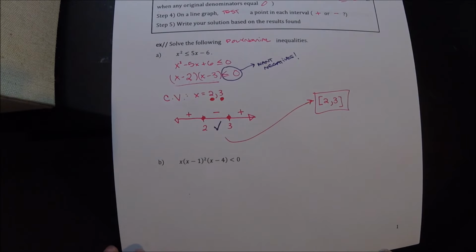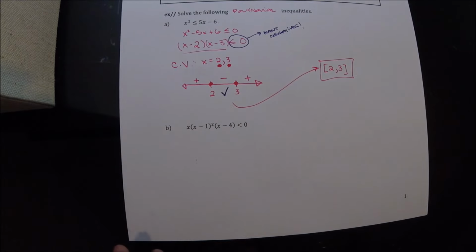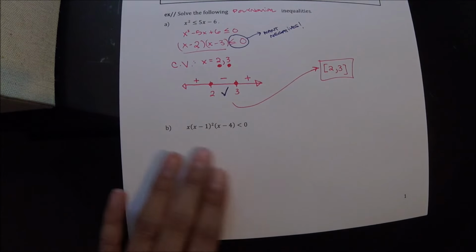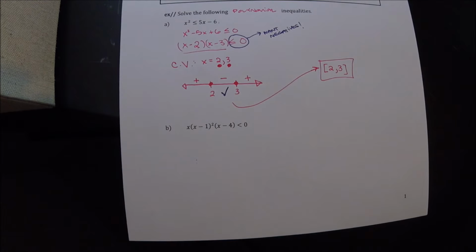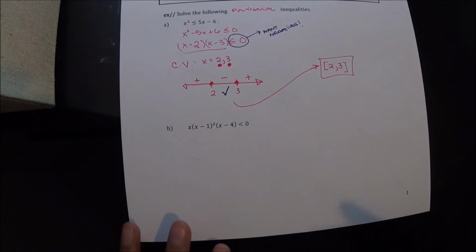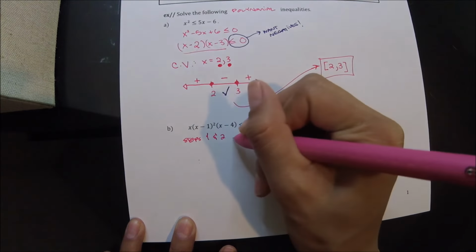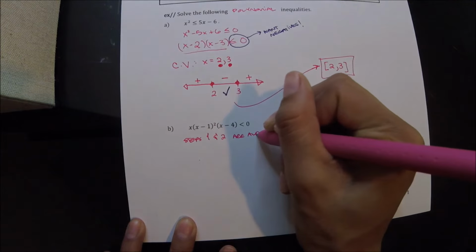Okay, so let's do another one. Part B. Step 1 is already done. All the terms are already moved to one side. Step 2 is already done. It is completely factored, so that's nice. So steps 1 and 2 are already done.